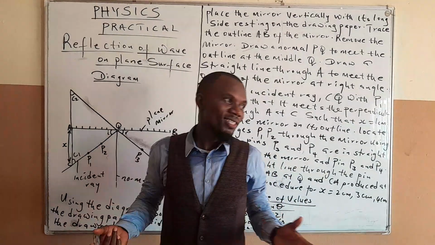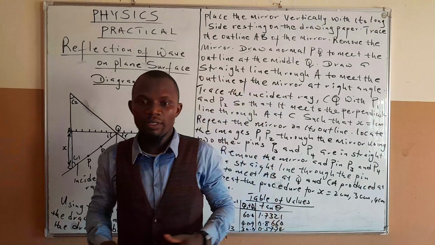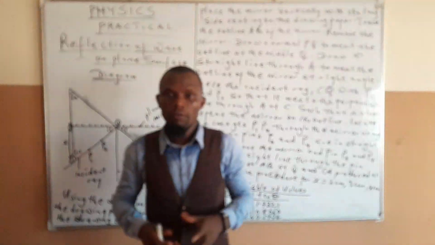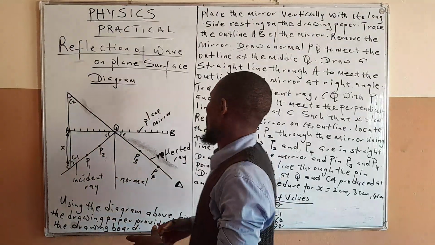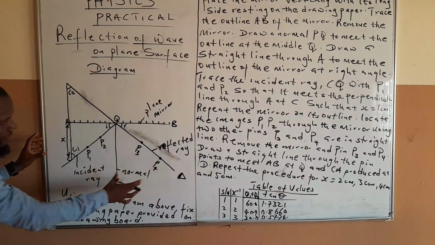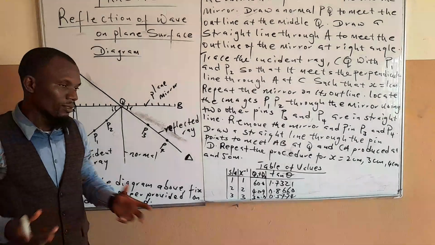Brown, a great physicist. I'm here to carry out an experiment on waves, which is centered on reflection of waves on a plane surface. Okay, this is the setup for this experiment. With the help of this diagram, I can now carry out the practical.